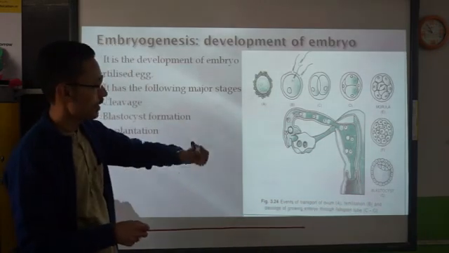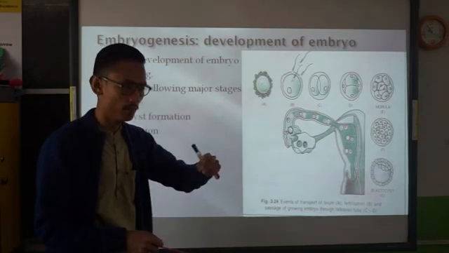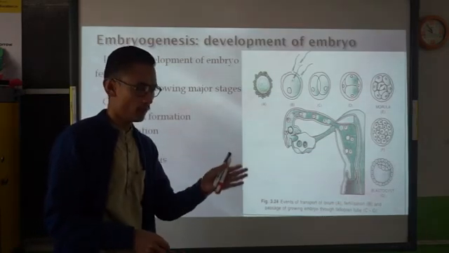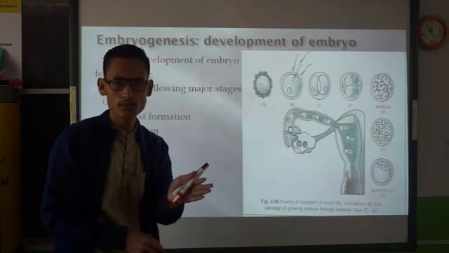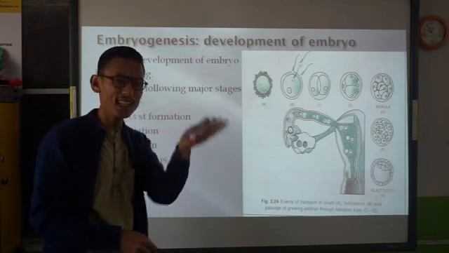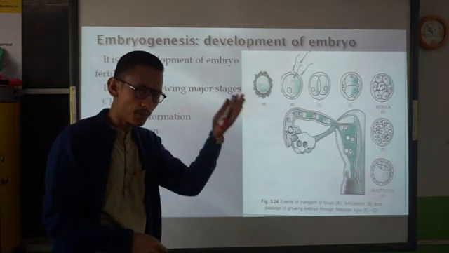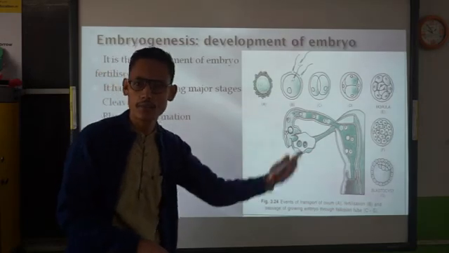Clear? Now, that zygote undergoes repeated mitotic divisions. That means the number of cells keeps on increasing from 1 cell to 2 cells, 2 to 4, 4 to 8, 8 to 16, 16 to 32. So it keeps on increasing in cell number, and those daughter cells which are produced, they are called blastomere.